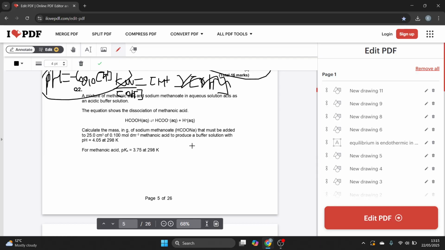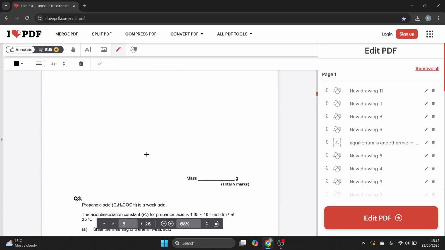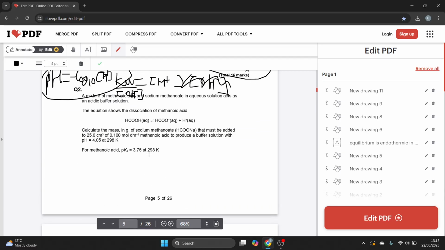Calculate the mass in grams of sodium ethanoate that must be added to this much methanoic acid to produce a buffer solution of pH this at 288 Kelvin. For methanoic acid, pKa is this. 5 marks again. So it wants me to calculate the mass of sodium ethanoate that must be added to this much methanoic acid to produce a buffer solution with this pH. And it even gives me pKa.